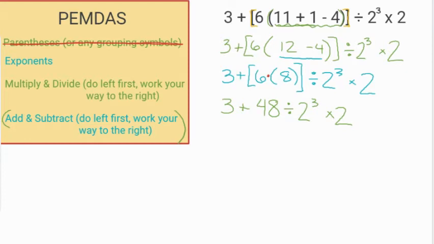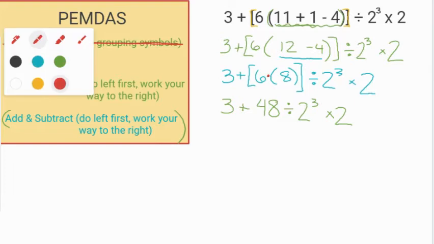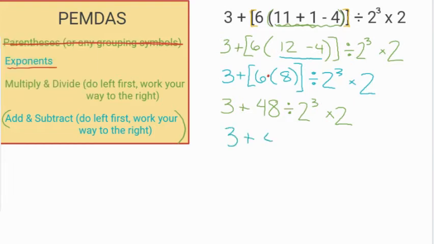Okay, now let's check. Are there any exponents? I do see an exponent here: 2 to the third power. That means 2 times 2 times 2, and that equals 8. So plus 48, it's still divide here, and that's going to become an 8. No more exponents there, so I'll cross that off.